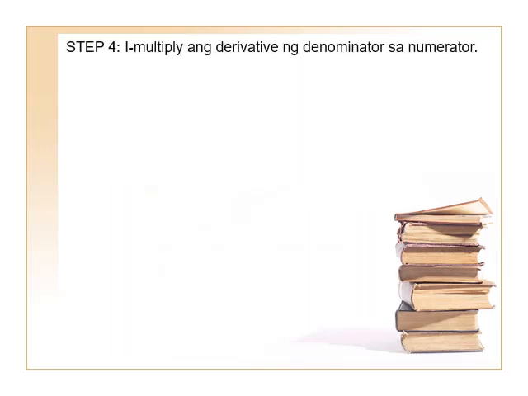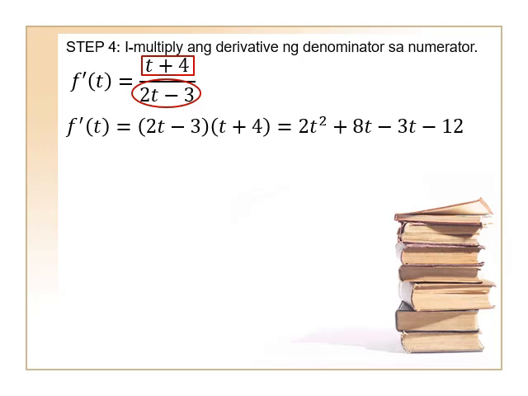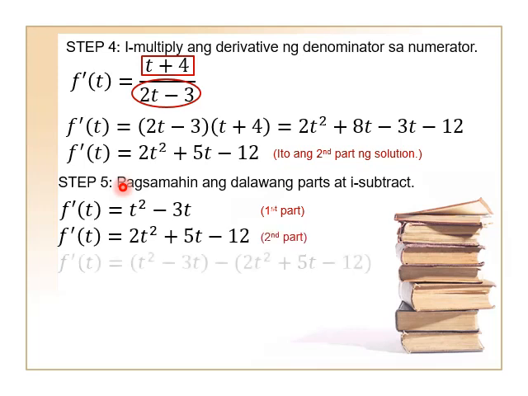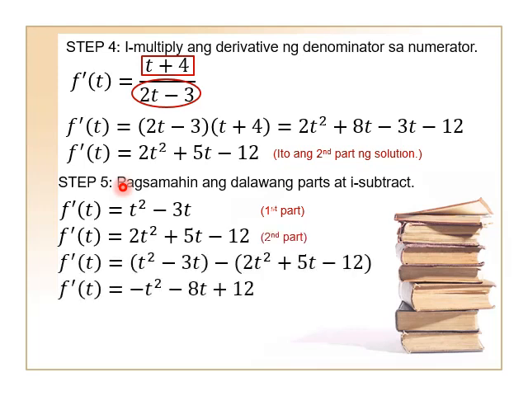Ayan. Okay, step number 4, i-multiply yung derivative ng denominator sa numerator. Pag minultiply natin yung dalawa, we will get this using the FOIL method. So, 2t squared and then plus 8t and then minus 3t minus 12. Pwede natin combine si 8t minus 3t kaya meron tayong 5t dito sa middle term. Ito yung second part ng solution. Pagsamahin yung dalawang parts at isubtract. Ito yung dalawang parts natin. Pag sinubtract natin siya, this is what we will get.